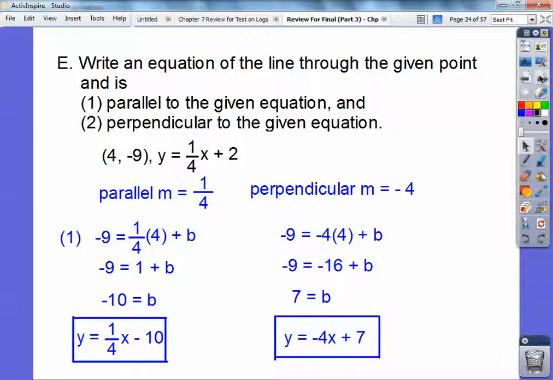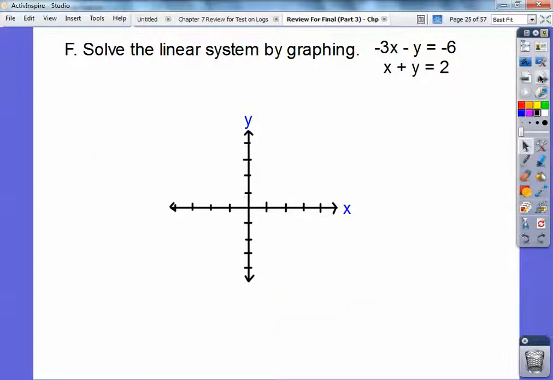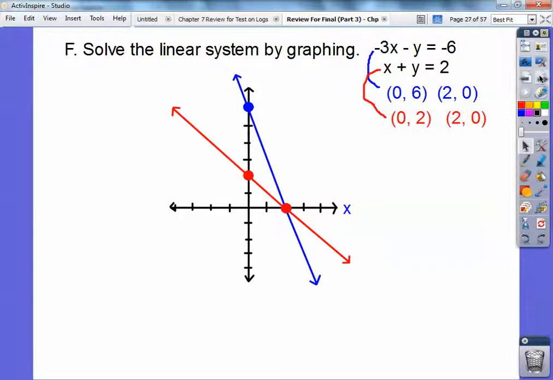All right, and you get y equals -4x plus 7. Okay, solve the linear system by graphing. I'm going to graph the first line, and I did the zeros on that. Then I graph the second line and did the zeros on that as well, and they intersected right there at (2, 0).